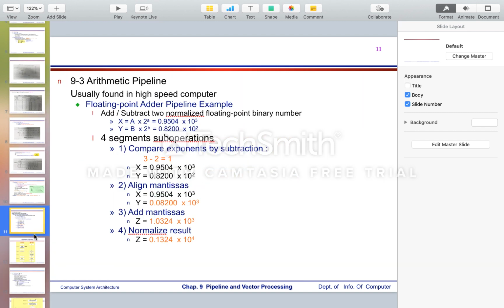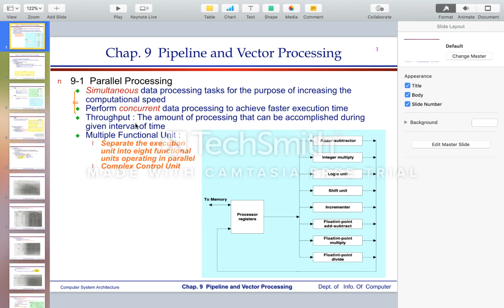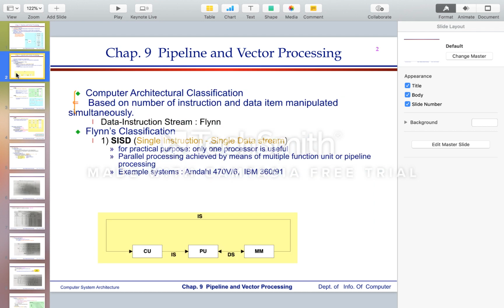So in today's lecture we have seen parallel processing, where simultaneous operations are performed. Then this was the example, as you can see in this figure, where we have multiple functional units. Next we have seen the classification by Flynn based on instruction and data. So instruction stream and data stream based classification, wherein von Neumann systems come into the category SISD, and we can incorporate parallelism through multiple functional units or using pipelining.